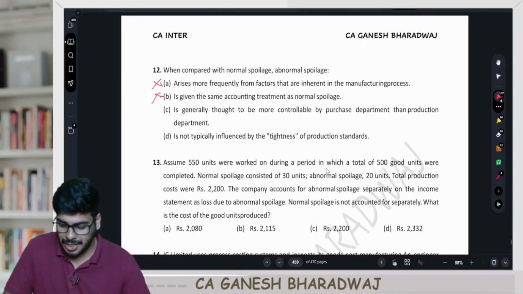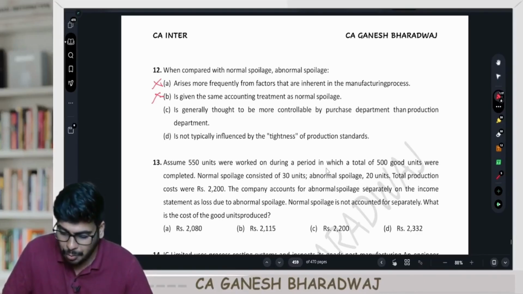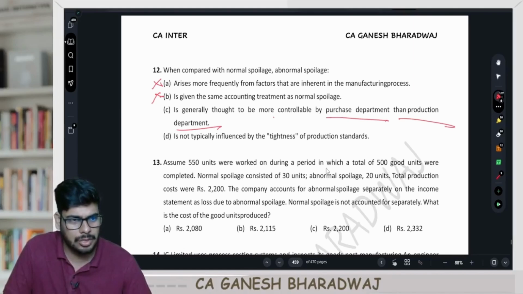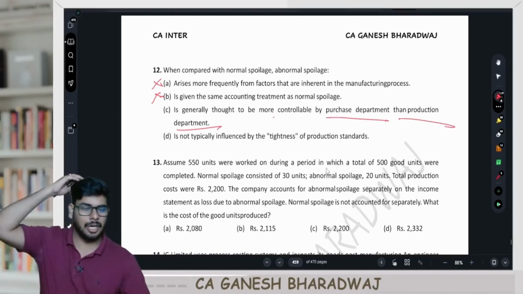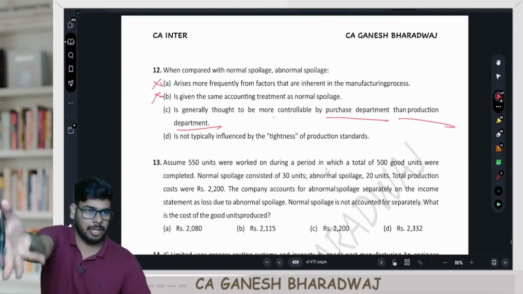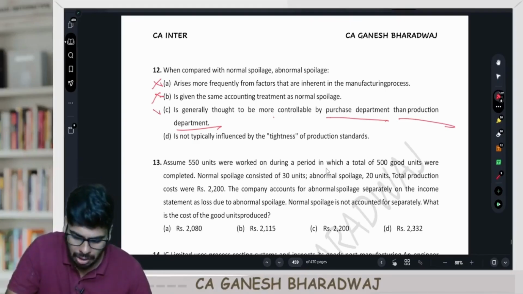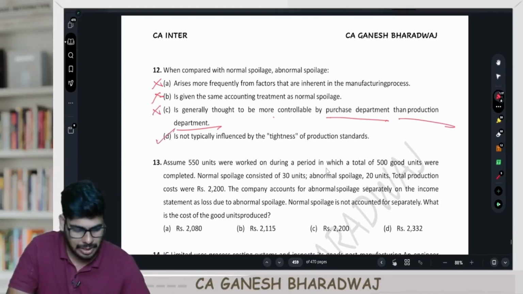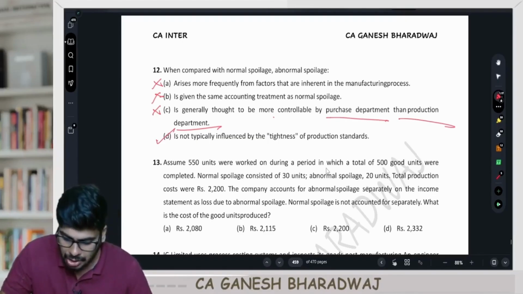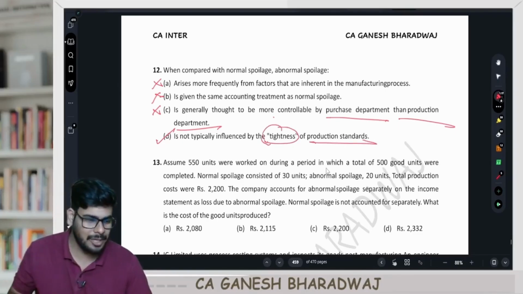C: Abnormal spoilage is generally thought to be more controllable by the purchase department than the production department. Is it so? Only the purchase department can control abnormal spoilage? No, the production happens here. At the time of production also abnormal spoilage can happen. This is also not the case. Fine, so obviously D is the answer. What is D? We will see. D: Is not typically influenced by the tightness of production standards. It is not influenced by anything.